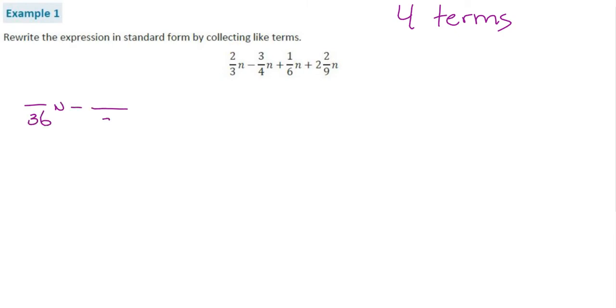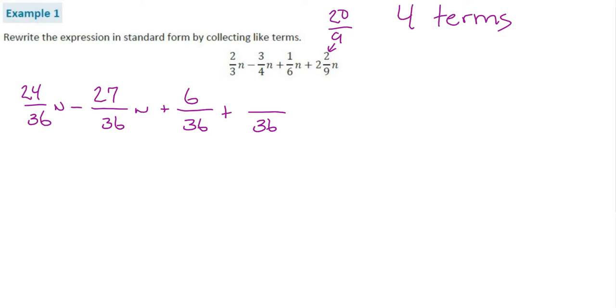36n minus 36n plus 36n plus, let's go ahead and convert this real quick in our mind before we go too far in. 9 times 2 is 18. 18 plus 2 is 20. So I'm going to keep that. That goes to that right there. We don't want to forget that. So 3 times 12 gives me 36. So 2 times 12 gives me 24. 4 times 9 gives me 36. So 3 times 9 gives me 27. 6 times 6 gives me 36. So 6 times 1 gives me 6. All right. 4 times 9 gives me 36. 4 times 20 gives me 80.